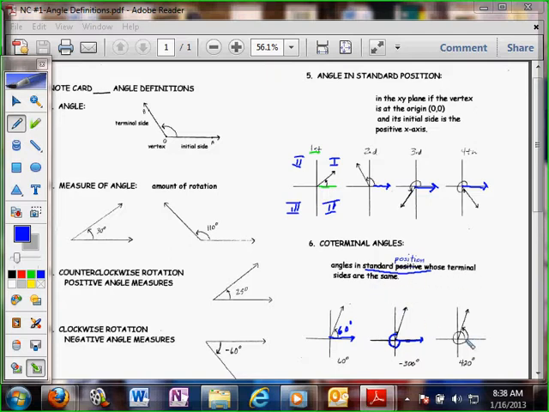And here's another example, but this one, again, standard position, so its initial side is the x-axis. It rotates a positive 400 degrees. And its terminal side is still the same as this one and this one. Those are coterminal angles.